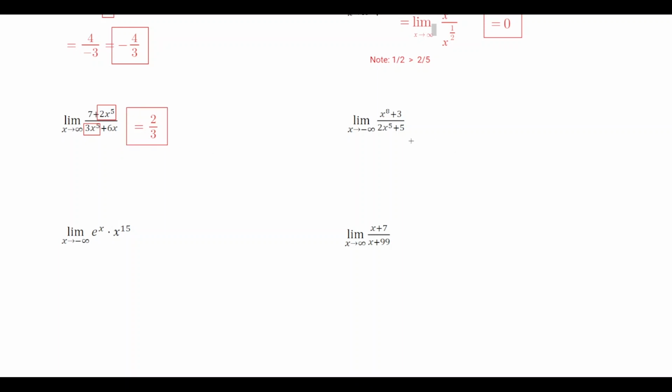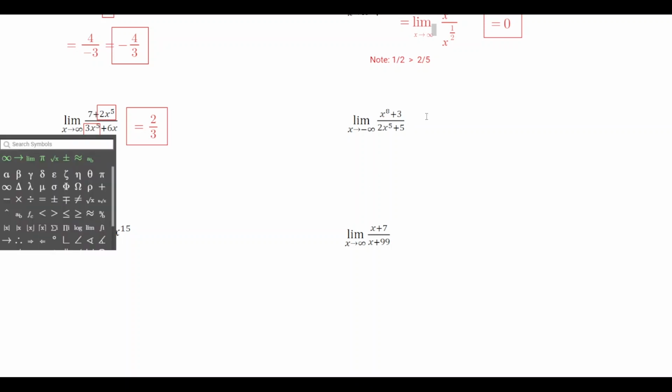If x is approaching negative infinity, okay, so here we're bigger on top, so this is not going to have a horizontal asymptote. So as x approaches positive infinity, the function is going to be going up, but as x approaches negative infinity, it's going to be going down. So as x approaches negative infinity, the limit is just going to be negative infinity.